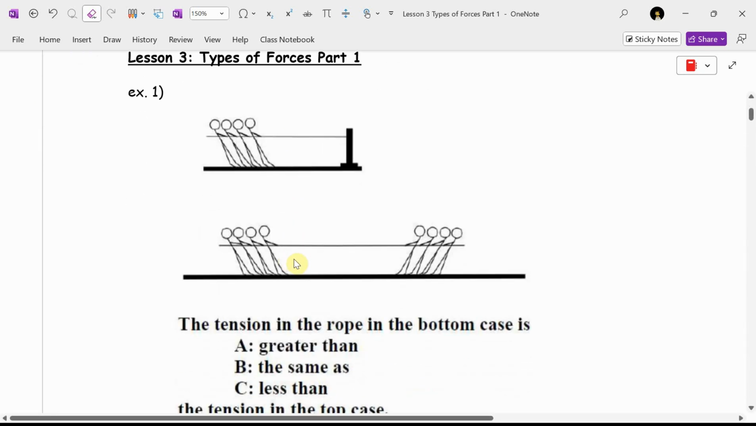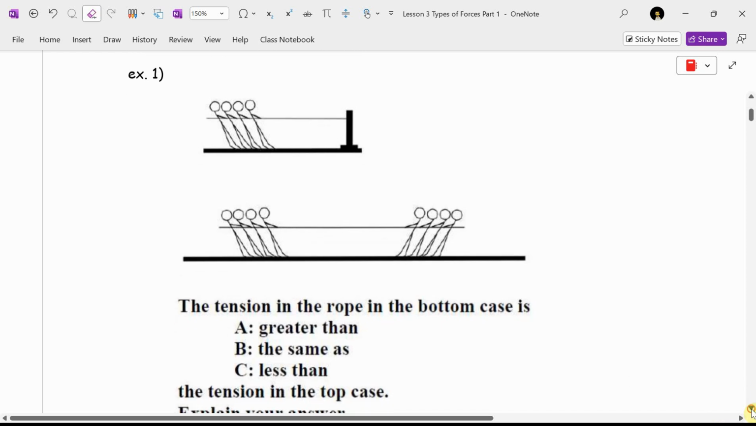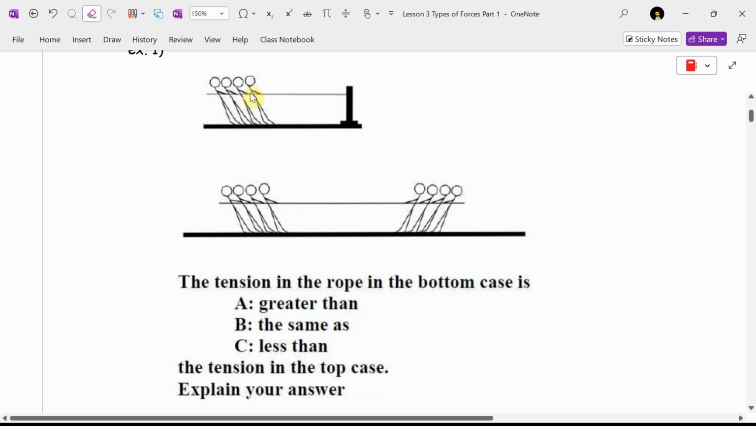We're going to start off with a thought puzzle. It says this. So if I look at the picture, I have in the top picture 4 people pulling on a rope. The rope is tied to a post. In the bottom picture, I have 4 people pulling to the left and 4 people pulling to the right. The tension in the rope in the bottom picture is A, greater than, B, the same as, or C, less than the tension in the rope in the top case. And it says, explain your answer.